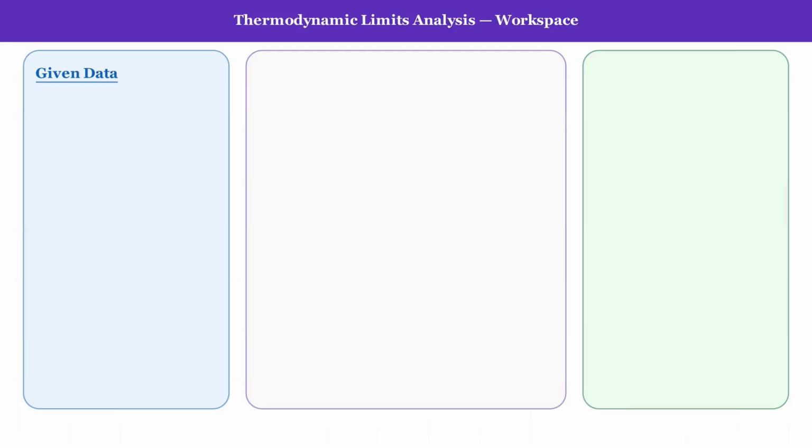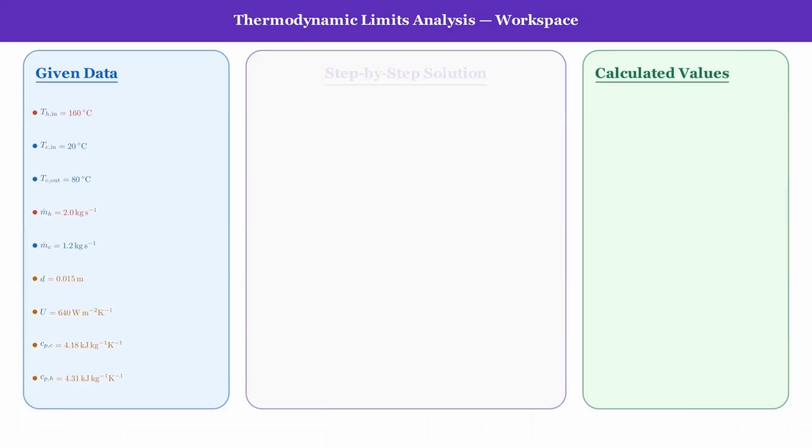On the left panel, our complete given information is recorded. The hot and cold inlet temperatures, the cold outlet temperature, the mass flow rates of both streams, the tube diameter, the overall heat transfer coefficient, and the specific heats of both the cold water and the geothermal hot water. 2 different specific heats. This is a detail that matters, and we will use each one in its correct place.